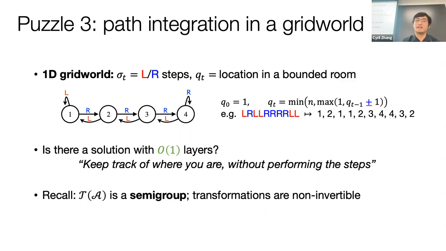And recall that these transformations now are non-invertible. We don't have a permutation group. Any keywords or guesses for what to do?